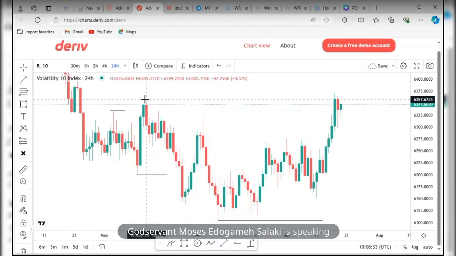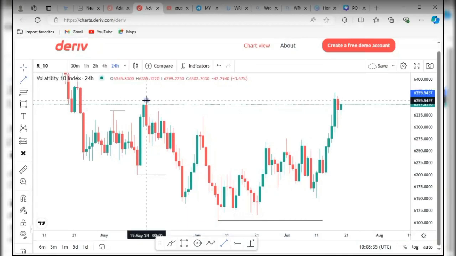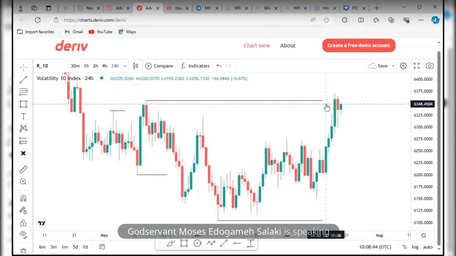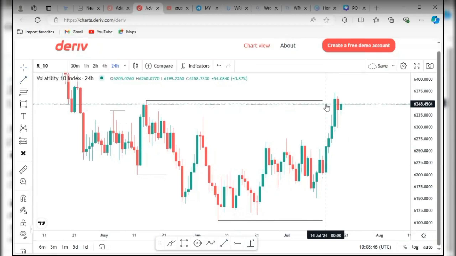I've always said that candles are information. They carry a lot of information. You can see how this candle came in bullish and closed above. That's already giving you the information that we are not going to be looking for shorts. We should start looking for buys.